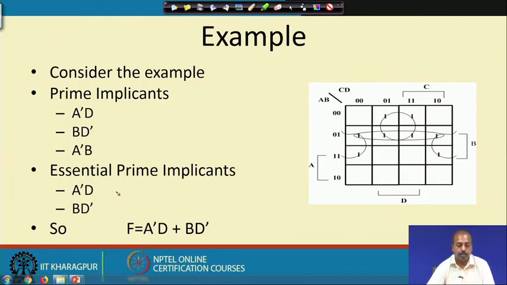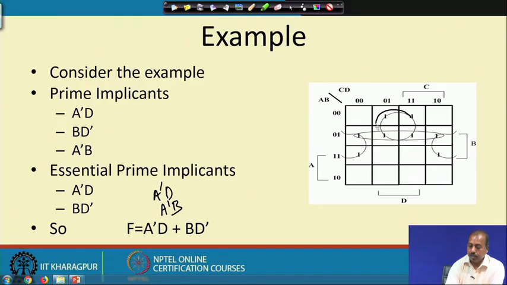I can also take another one like A bar D and A bar B, because A bar D will give me this one. But with A bar D and A bar B, this is not essential, this will not give me full coverage. So this is my A bar B, and these ones will remain uncovered. So this cannot be taken as an essential prime implicant. So, A bar B is not essential.